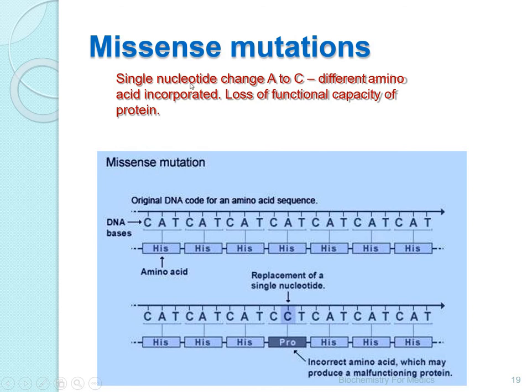Missense mutation: a single nucleotide change, A to C, and a different amino acid is incorporated, with loss of functional capacity of the protein. Here the histidine amino acid is replaced by a single nucleotide change, A to C, giving proline instead of histidine. An incorrect amino acid may produce a malfunctioning protein. This is the missense mutation.